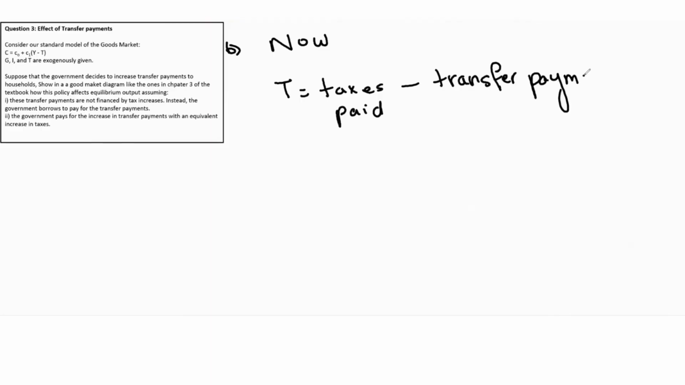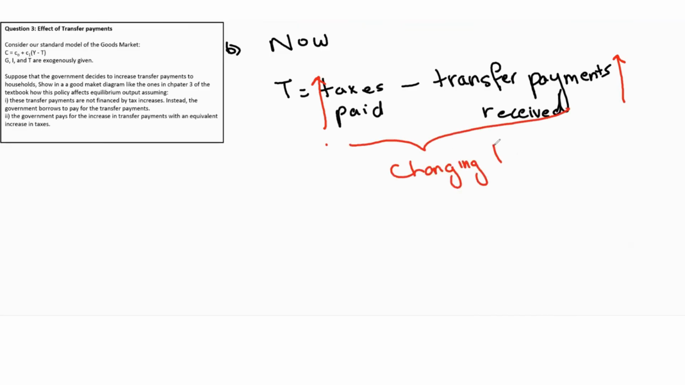So you're increasing transfer payments, right? So this goes up. But at the same time, the government pays for the increase in transfer payments with an equivalent increase in taxes, so this goes up as well. Both of them are going up and you're changing both by the same amount. If you increase transfer payments by $20, at the same time your taxes paid are also increasing by $20.